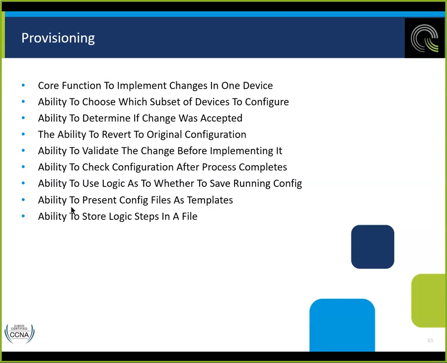Provisioning, yeah, I know we kind of jump around. Provisioning is one of the aspects that we could do. It's the core functionality to implement changes: the ability to choose which devices to configure, determine if the change was accepted, and revert to the original configuration if it didn't work. Kind of the things I talked about a little earlier, what I know for a fact that Advance Auto does on their tens of thousands, maybe even hundreds of thousands of point-of-sale devices and computers that go around. They have to come into consistency.